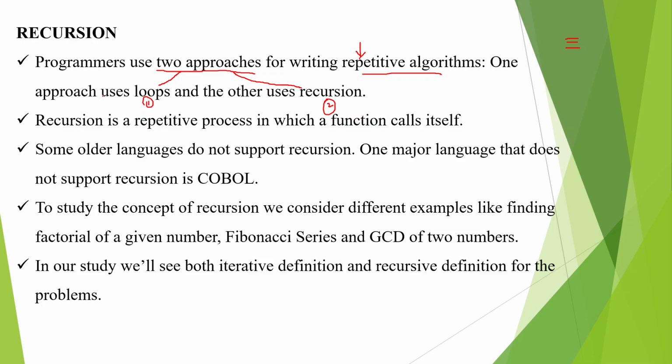Why are we using recursion? To achieve repetition in our programming. It is an alternative approach to loops. Loops are the first means to achieve repetition, and recursion is the alternative or second approach to achieve repetition in our programming. And what is recursion, that I also defined.